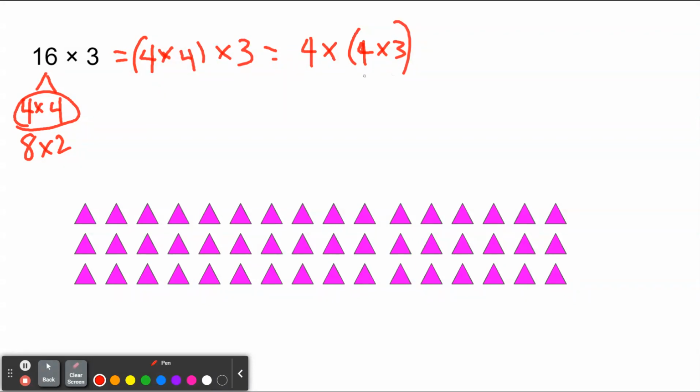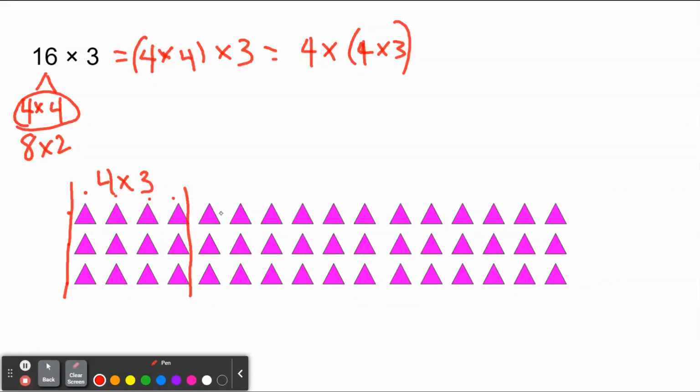I'm going to group together 4 times 3. So I have a group of 3 rows, 1, 2, 3, and I can find 4 of them, 1, 2, 3, 4. So this right here is one group of 4 times 3.